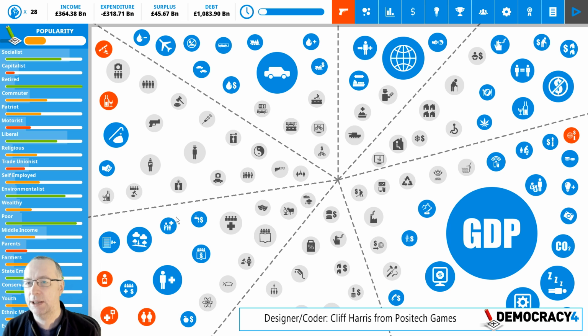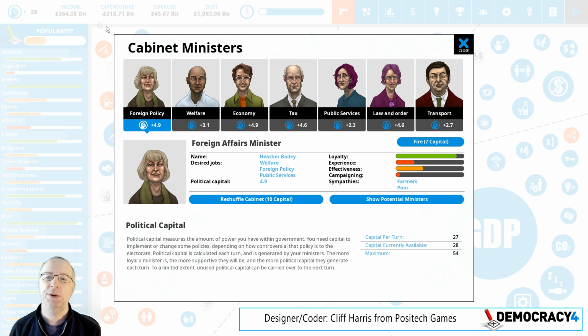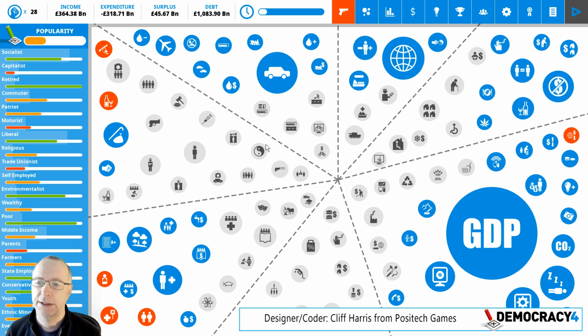So another thing that comes up a lot is parliamentary systems. Now we don't have a parliamentary system in the game. What we have is all of the voters and cabinet ministers, and the way we simulate this stuff is with political capital, this thing down here, and you see this icon that is all over the place here for political capital.